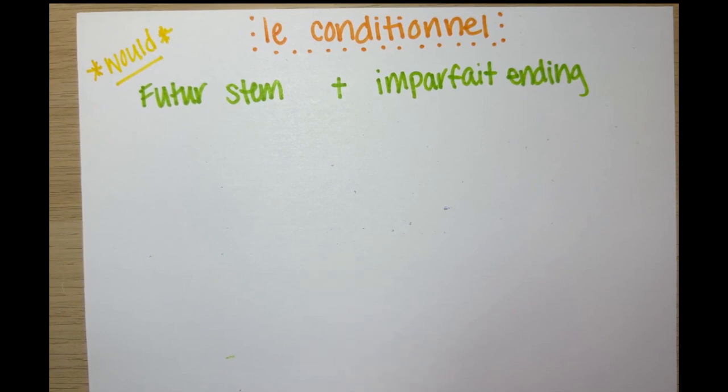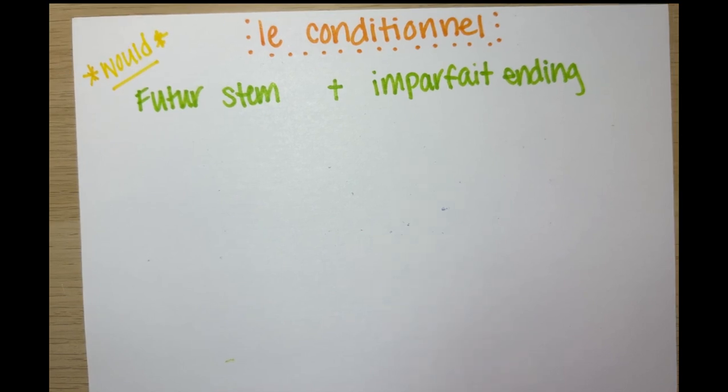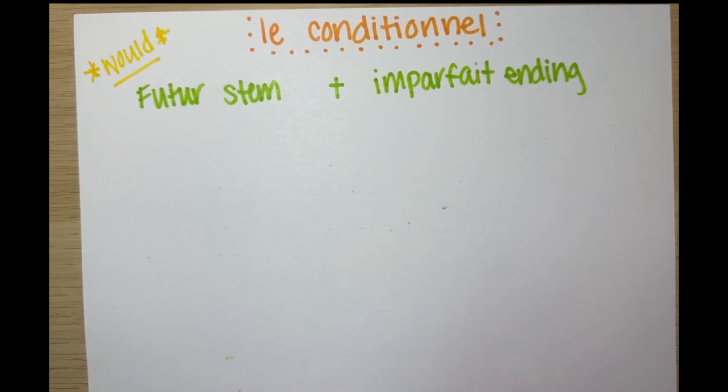If you don't, pause the video, go back and watch the video about future so you can get a review of those future stems, including the irregulars. And then if you don't remember the imparfait endings, rewatch the video about imparfait, then come back here. Otherwise, you might be a little bit lost. And it might seem a little bit harder than it actually is. So, in order to form le conditionnel, we need the future stem and imparfait endings. That means that if a verb is irregular in the future, it's also going to be irregular or have a spelling change in le conditionnel, in the conditional. So that part hasn't changed.